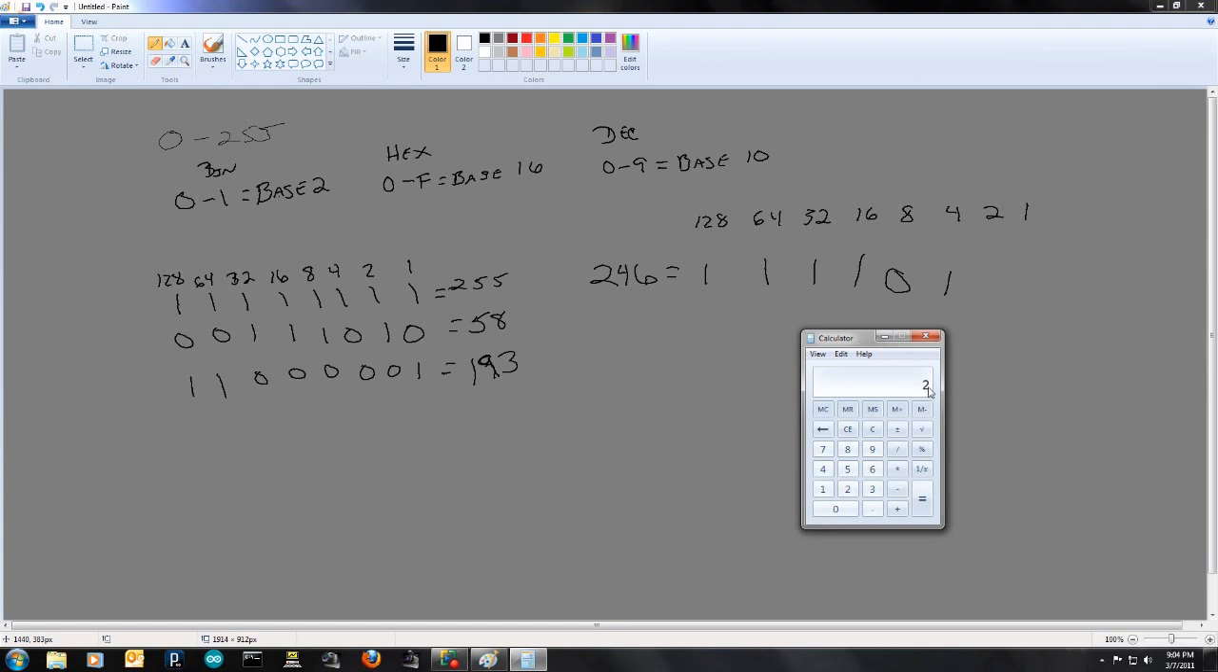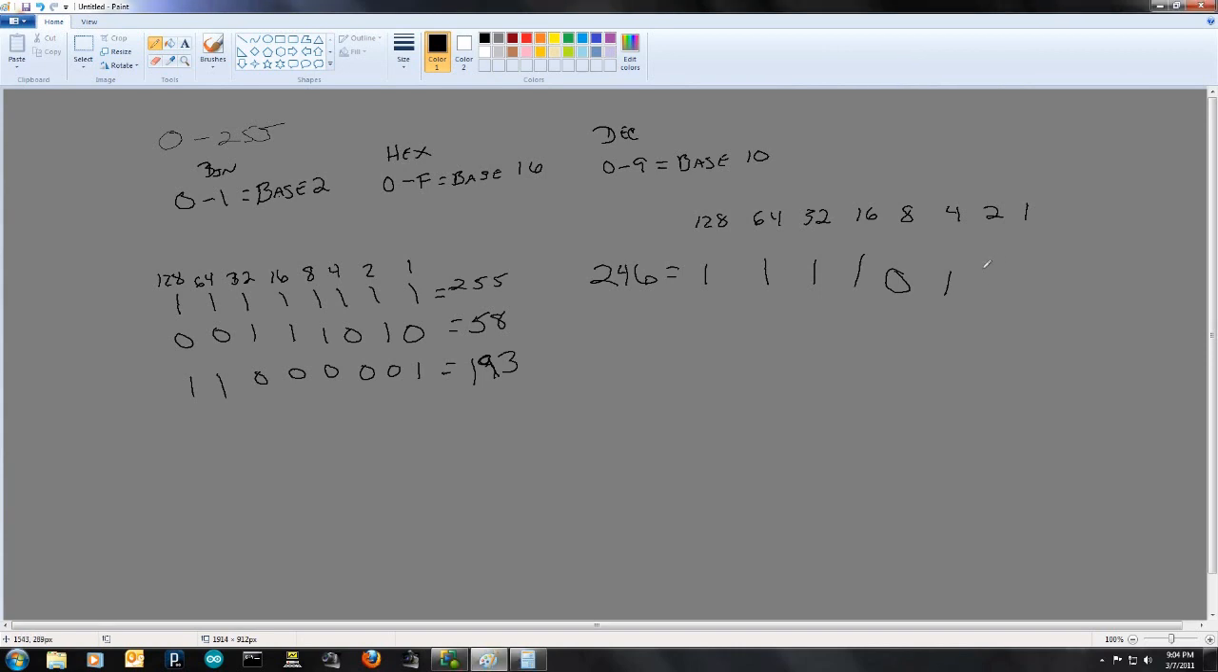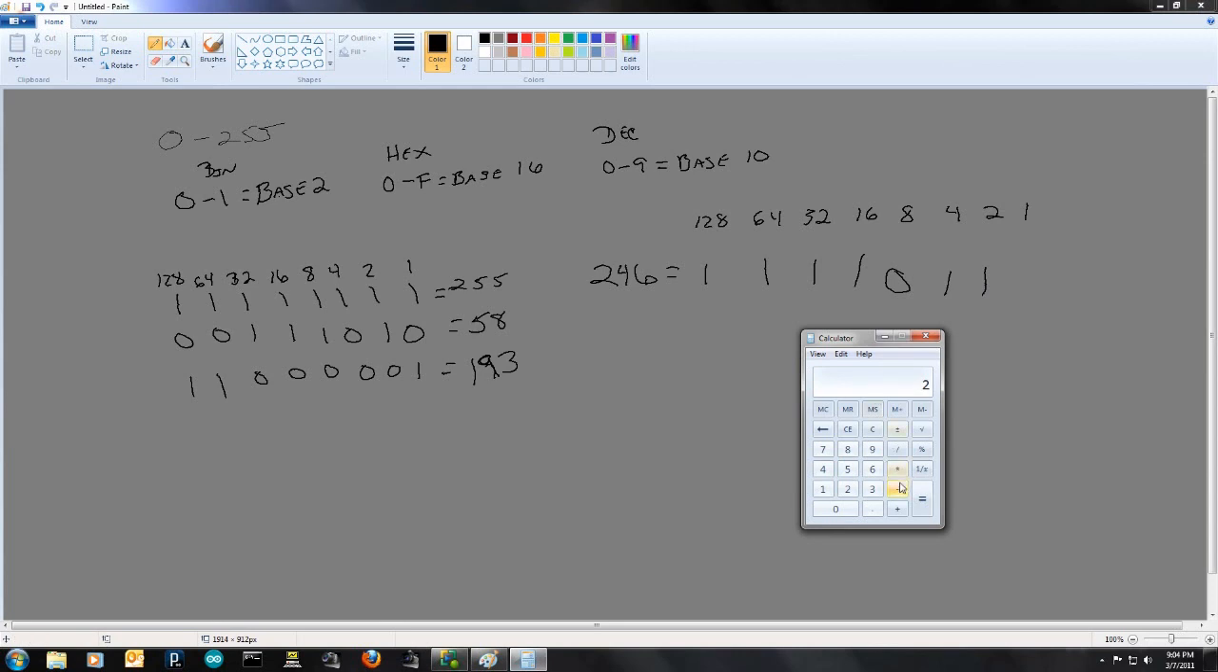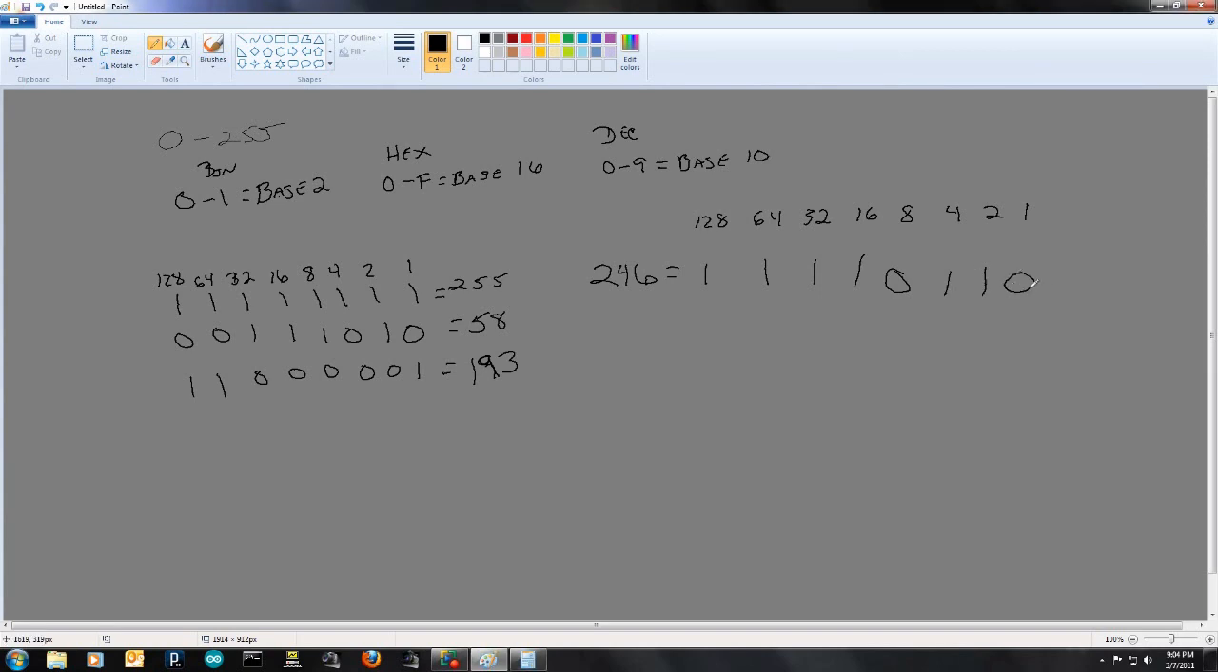See, now that's my point. If it equals 0, that's fine. It can't equal less than 0. So yes, we have a 1 there. And of course, 2 minus 2 equals 0. And now we're at 0, so you can't subtract 1 from that, so that's a 0. So 246 is 1, 1, 1, 1, 0, 1, 1, 0 in binary.